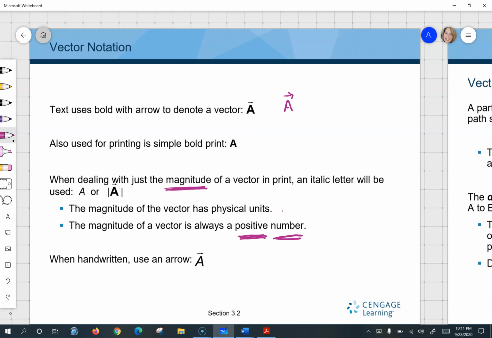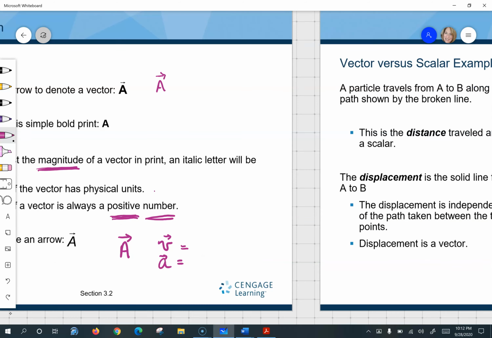When we write them, we'll use the vector notation, the arrow on top. I'll be honest with you though, there'll be times where we're doing velocity or acceleration, and I might not have all of those on there. I might get a little sloppy with that, and you'll see that later.